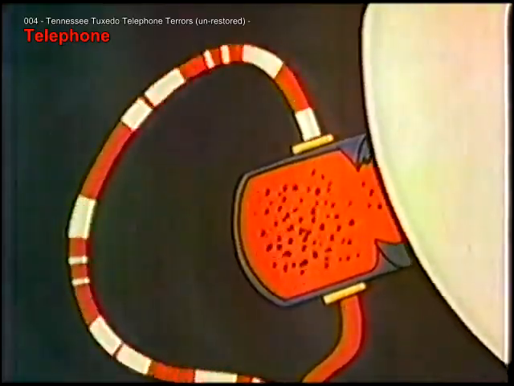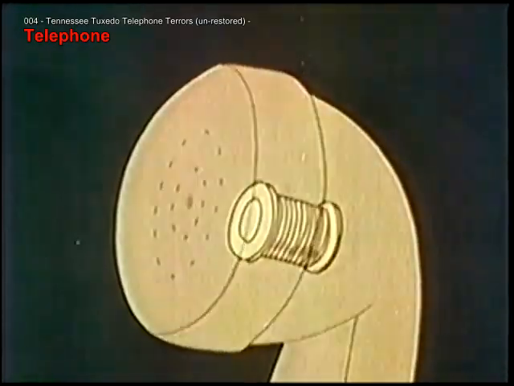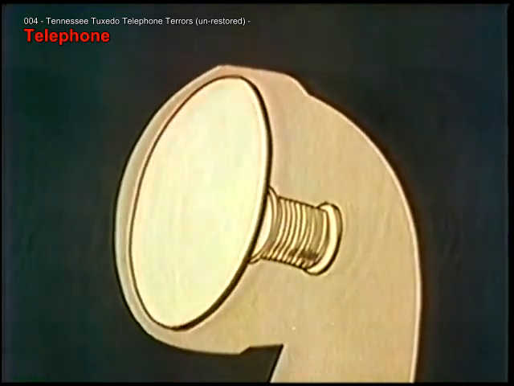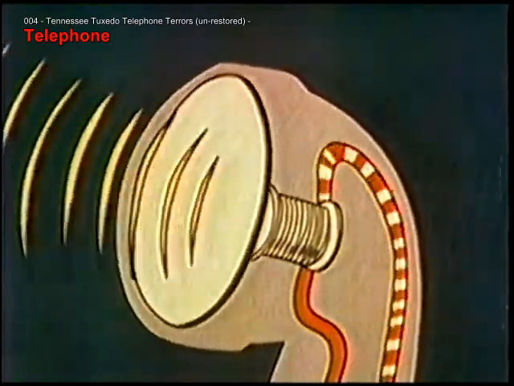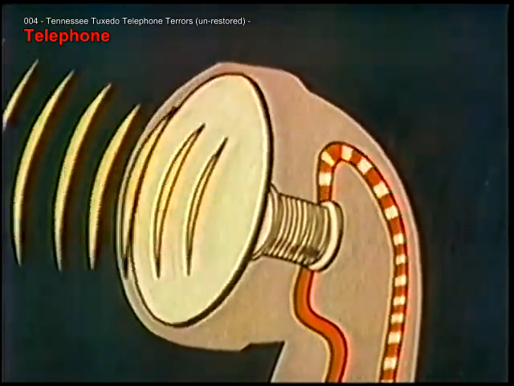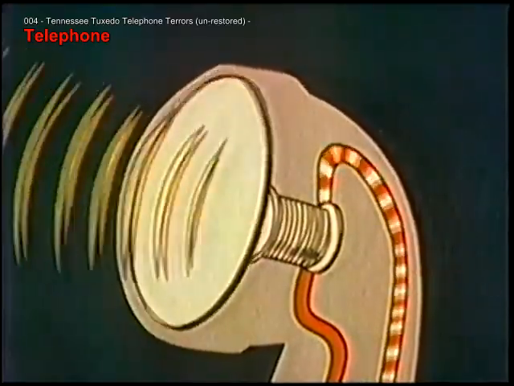You see? Well, over at the receiver, there's a little magnet and another diaphragm. As the current goes through the magnet, it makes this diaphragm vibrate in the same way, so that the same sound comes out of the receiver as went into the transmitter.